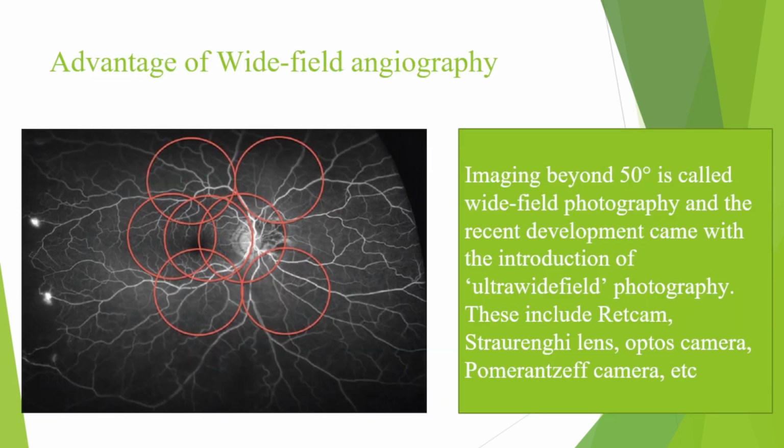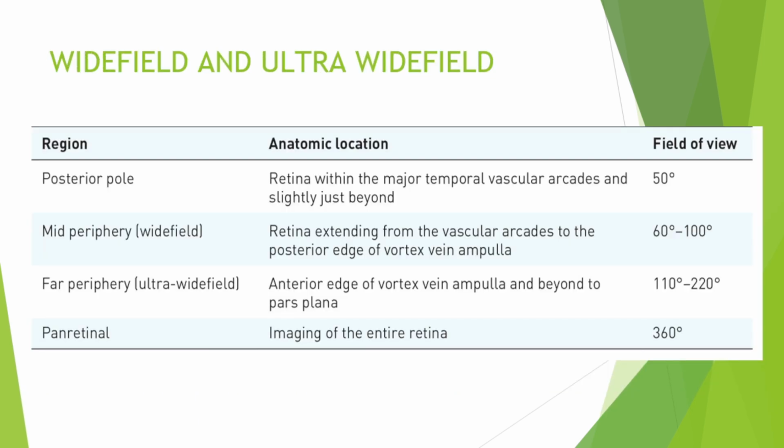Coming to the advantages of wide field angiography, imaging beyond the 50 degree field is known as wide field photography, and it includes ultra wide field and wide field. This is a table showing the region, anatomical location and the field of view of the various FFAs. In wide field FFA, the mid periphery is seen, extending from the vascular arcades to the posterior edge of the vortex vein ampulla. It extends 60 to 100 degrees.